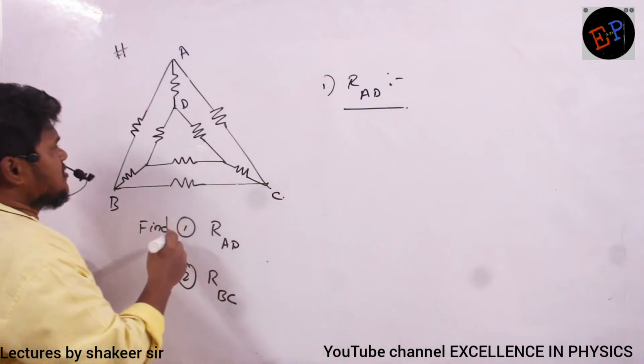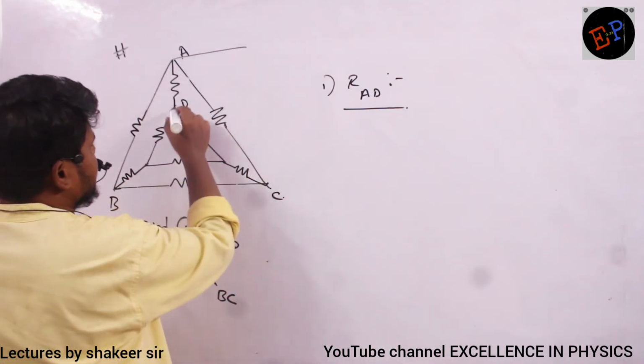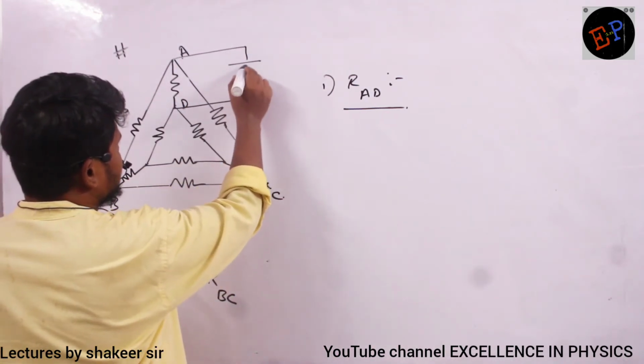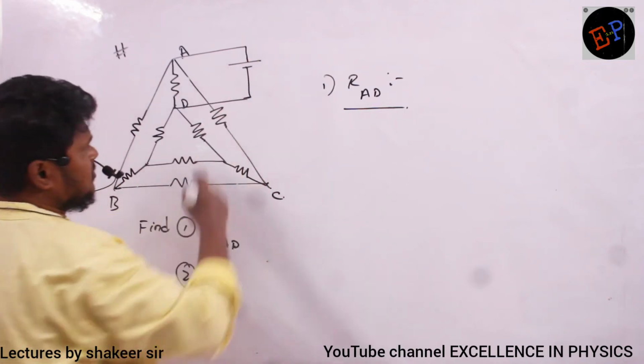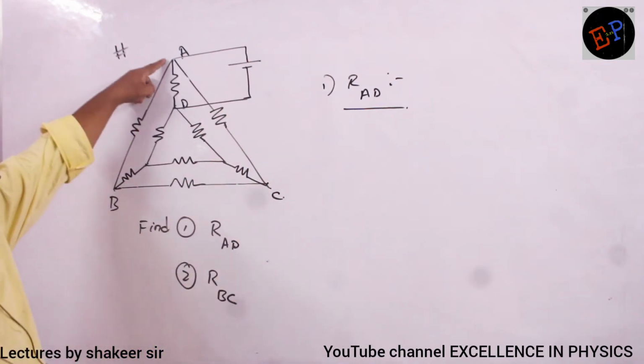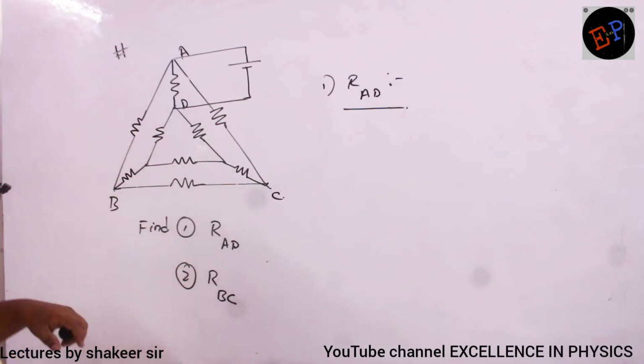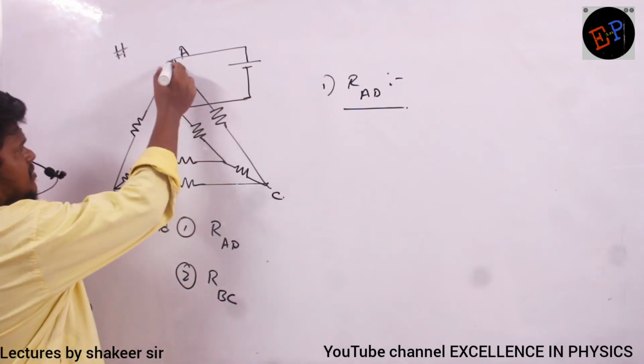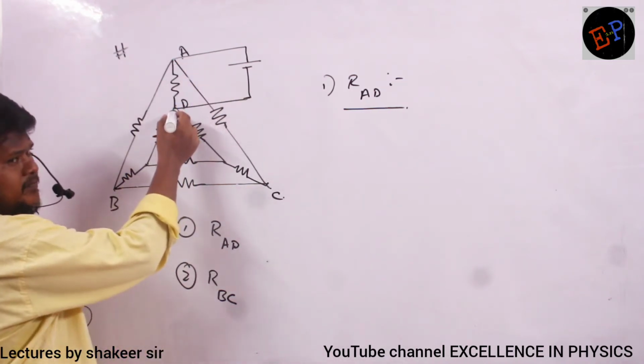Okay. What is meant by points A and D? Battery connection is given between these 2 terminals. That is the meaning of this one. Battery connection is present between A and D. Okay. Now see. So actually, this is the direction in which current flows, no?